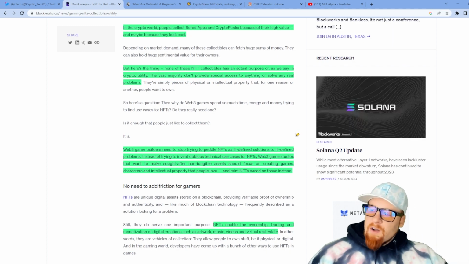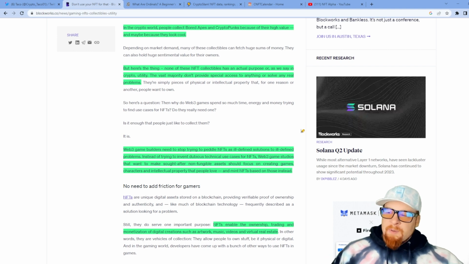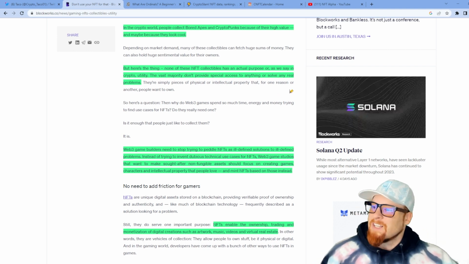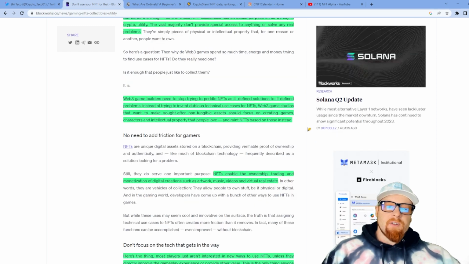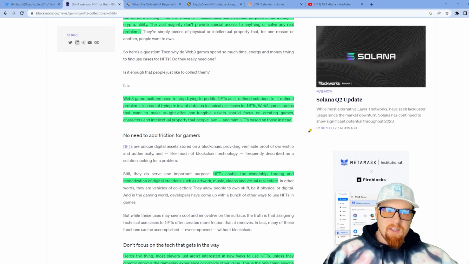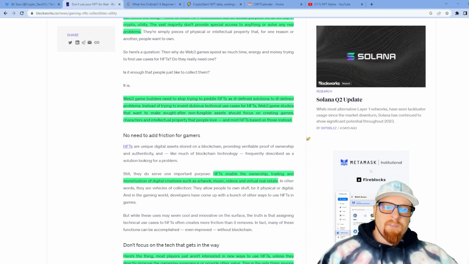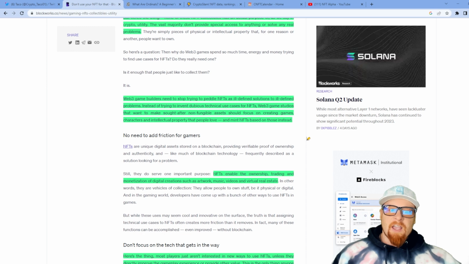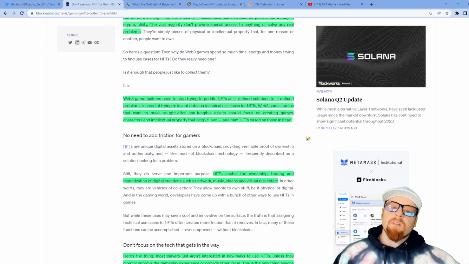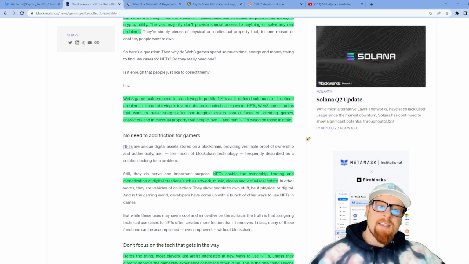I don't know who wrote this article, but they must be looking through like a pinhole or something, because there's a lot out there. Web3 game builders need to stop trying to peddle NFTs as ill-defined solutions to ill-defined problems. Instead of trying to invent dubious technical use cases for NFTs, Web3 game studios that want to make sought-after non-fungible assets should focus on creating games, characters, and intellectual property that people love, and mint NFTs based on those instead.